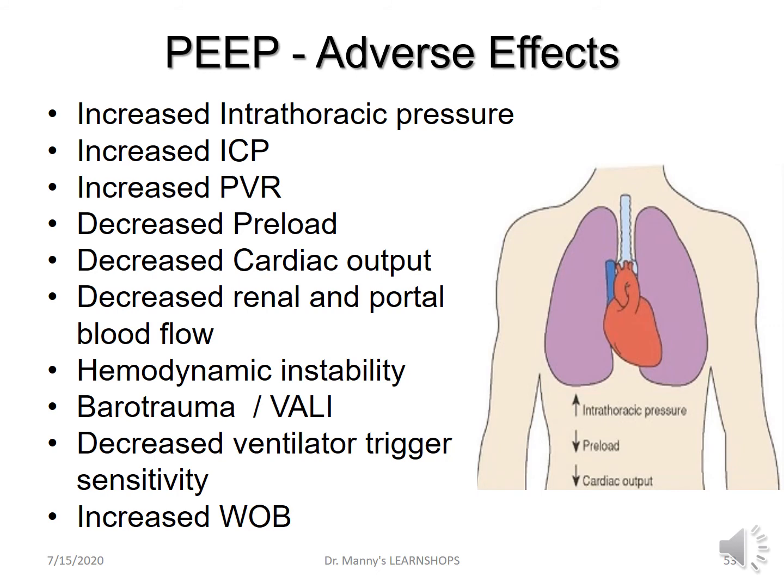If it decreases cardiac output, it can decrease renal and portal blood flow. It may promote hemodynamic instability, and as we mentioned previously, it could initiate barotrauma in the form of ventilator-associated lung injury, ventilator-induced lung injury, or ventilator-associated events. It also decreases ventilator trigger sensitivity, because the ventilators in some modes have got a sensitivity setting which makes the machine aware of the patient's breathing efforts. And depending on the level of PEEP, it can increase the work of breathing.